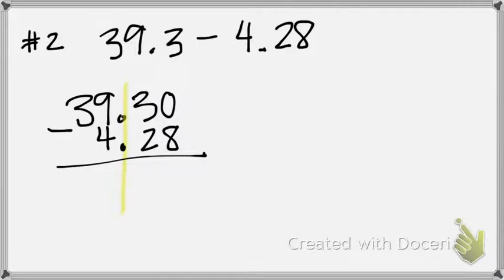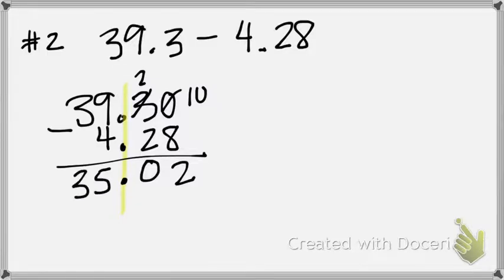So you can't take 8 away from 0, so we have to borrow. And then we're good on the borrowing because I can take 2 away from 2. So then you get 2, 0, 9 minus 4 is 5, and 3 minus 0 is just 3. So the answer for example problem number 2 should have been 35.02.